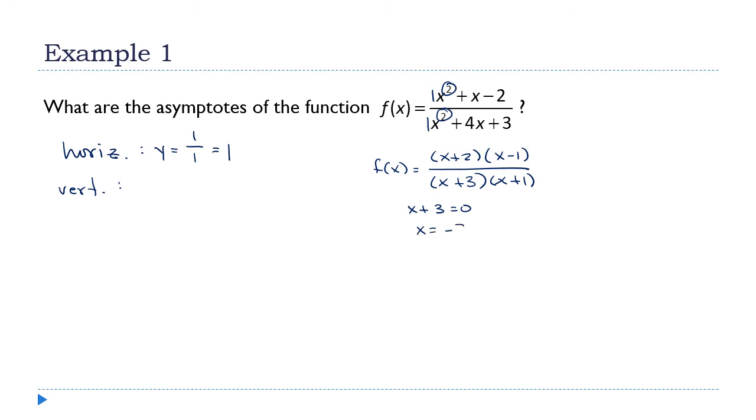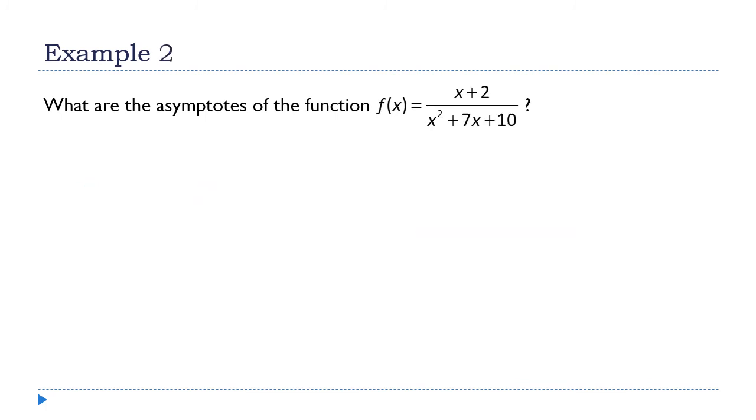So my vertical asymptotes occur where x plus 3 equals 0. That's x equals negative 3. And where x plus 1 equals 0. That's where x equals negative 1. Those are my two vertical asymptotes. X equals negative 3 and negative 1. And that's it. Right? That's all we have to do to find these things.